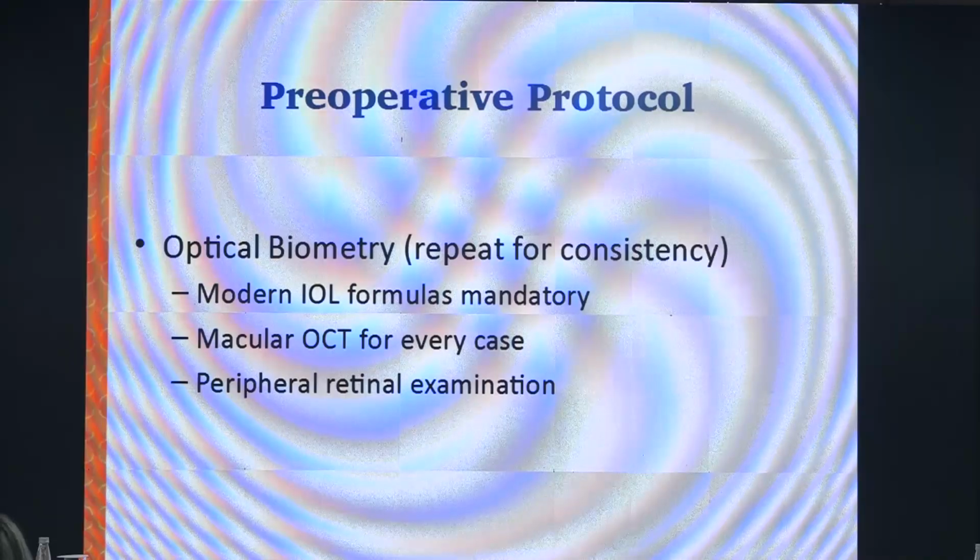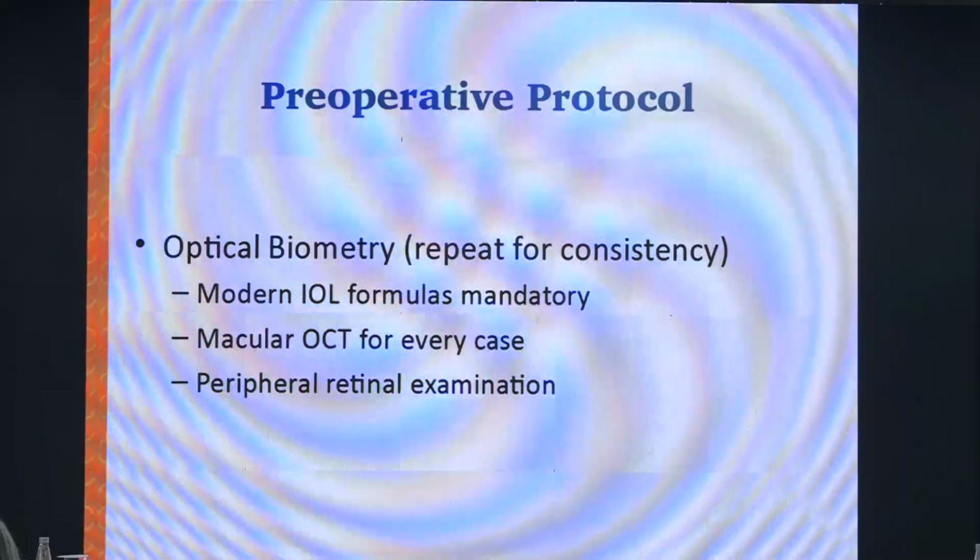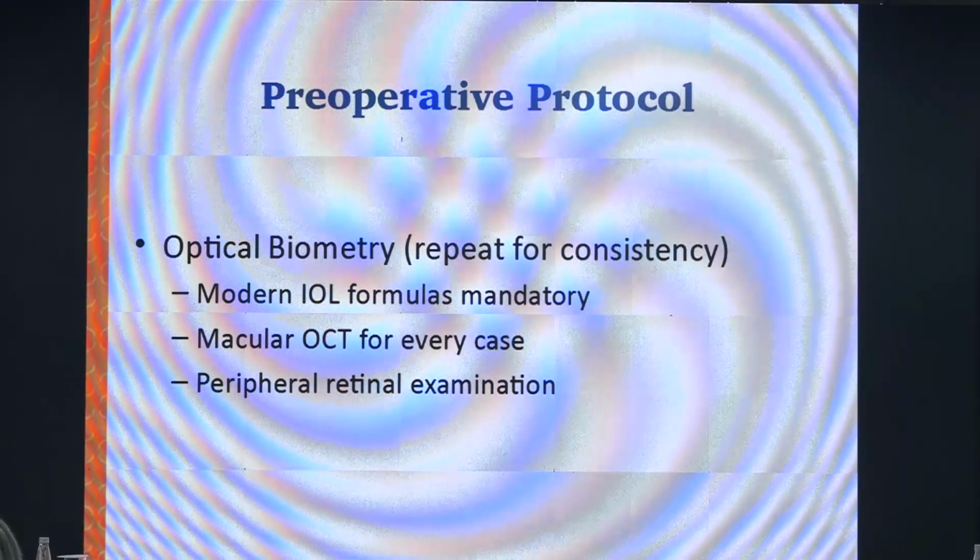Modern IOL formulas like Barrett Universal 2 are the ones which give you better accuracy. The modern formulas for myopia will give you an accuracy in the range of 0.3 diopters. So they should be used rather than the older formula. Obviously, OCT is a must for all cases, especially the macula, and a peripheral retinal screening.